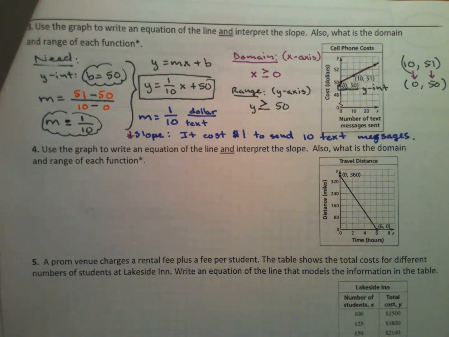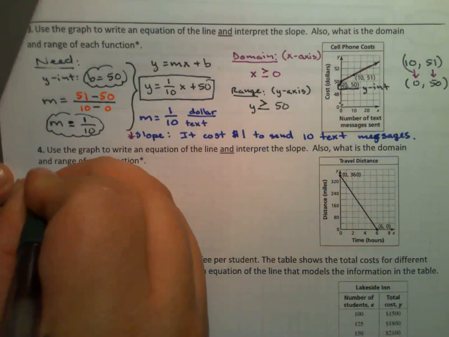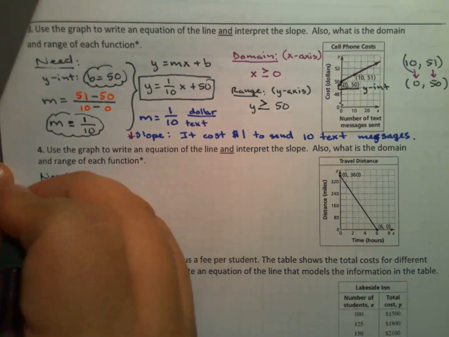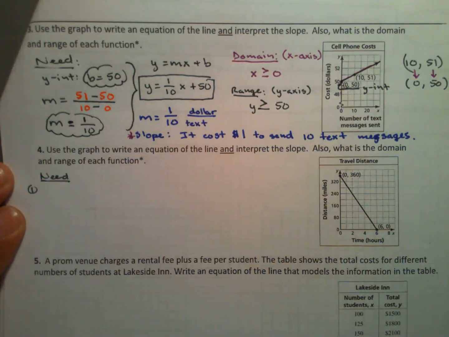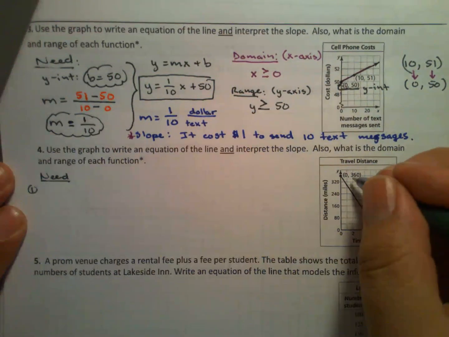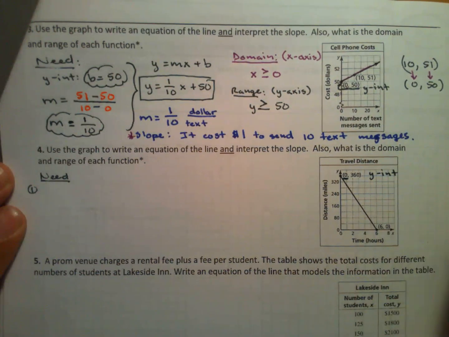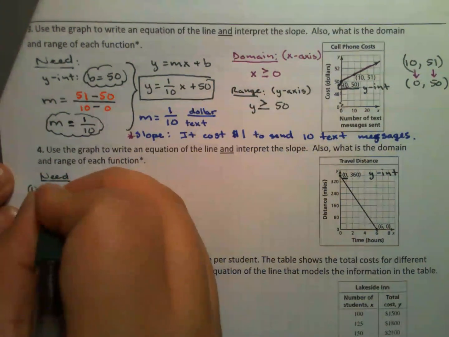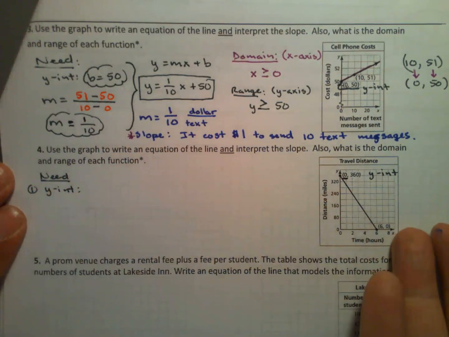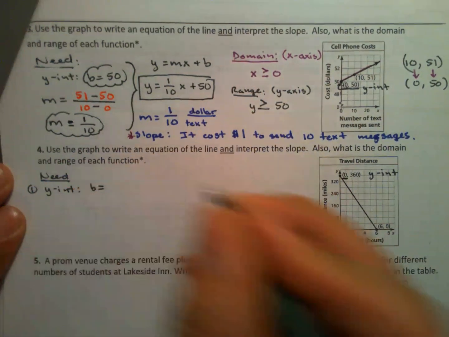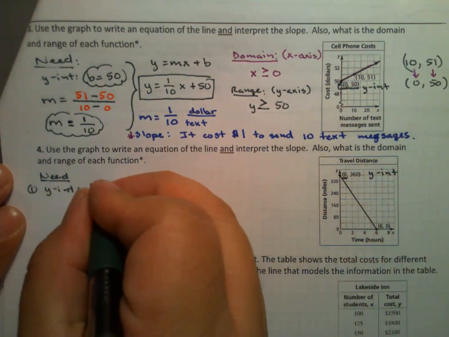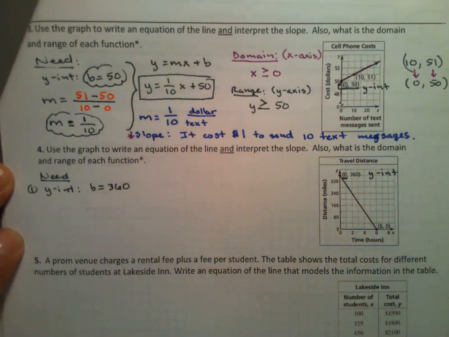All right, so very similar to what we did. Now remember, if I'm going to do this, I'm going to need 2 things. Number 1, I need 2 points. Oh, look at this one right here again. It's a 0. So that's a y-intercept. So then I need the y-intercept, which they gave me. So the b value is going to be 360.